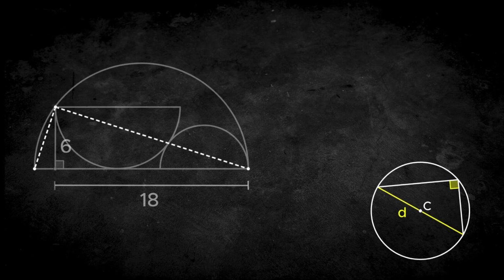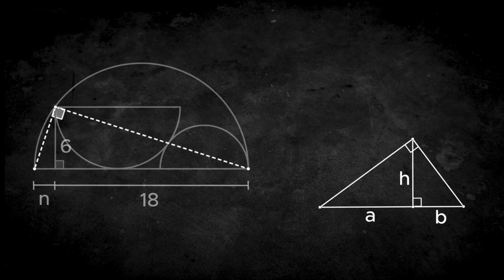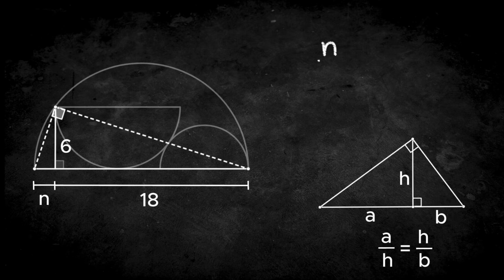Recall that whenever a triangle is inscribed in a circle, if one side is also the diameter of the circle, then the triangle is a right triangle. The diameter is the hypotenuse, and the angle opposite is a right angle, so this must be a right angle. Assume this distance is n. According to the Geometric Mean Altitude Theorem, the length of the altitude to the hypotenuse is the geometric mean of the lengths of the segments of the hypotenuse. Following the same ratio and proportion to our problem, we get n over 6 is equal to 6 over 18.